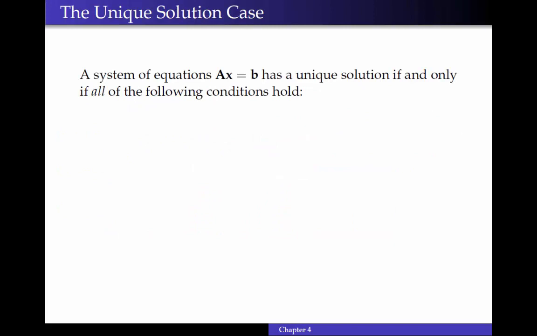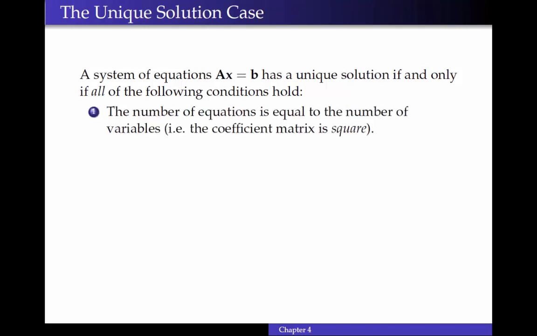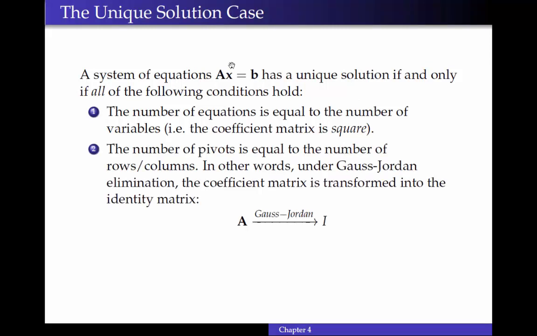So a system of equations like Ax = b has a unique solution if and only if all of the following conditions hold. The number of equations is equal to the number of variables. So this means our coefficient matrix, A, is square. The number of pivots has to be equal to the number of rows or columns. So in other words, when we perform Gauss-Jordan elimination, the coefficient matrix is transformed into the identity matrix, because we eliminate all of the entries below the pivots and above the pivots, and what we're left with is an identity matrix.